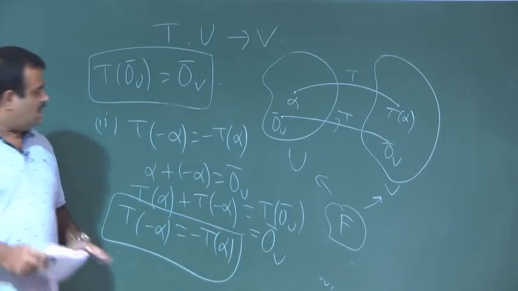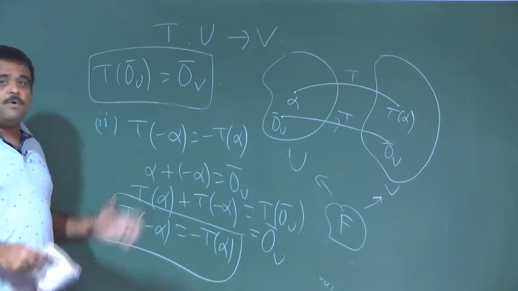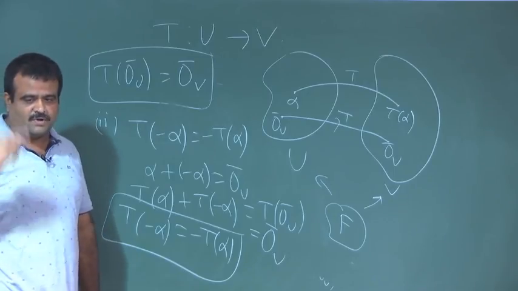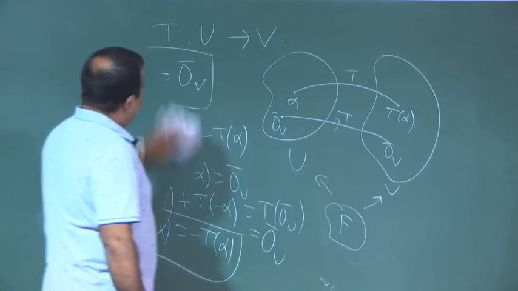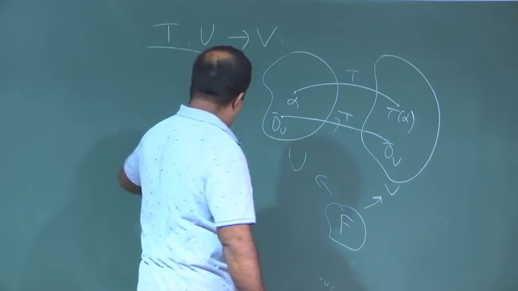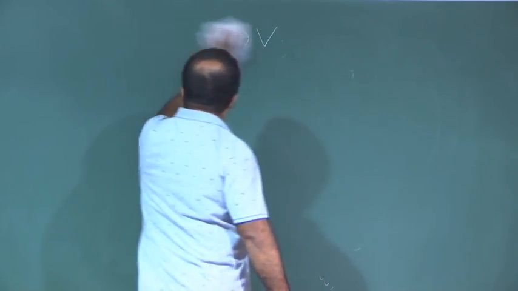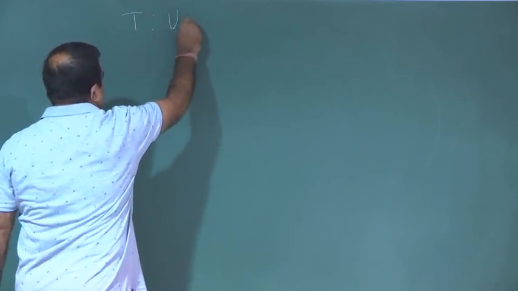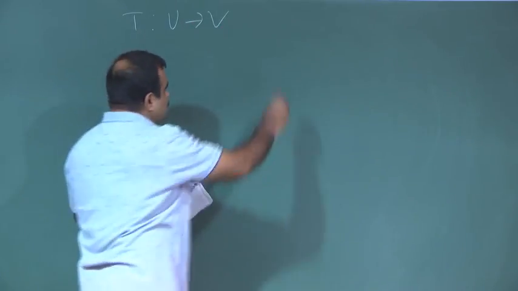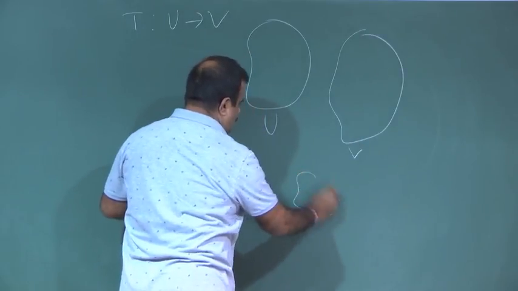So, these are the properties of a linear transformation from one vector space to another vector space. Okay. So, now we will define the kernel of a linear transformation. Suppose we have a linear transformation from U to V, where U and V are two vector spaces over the same field.